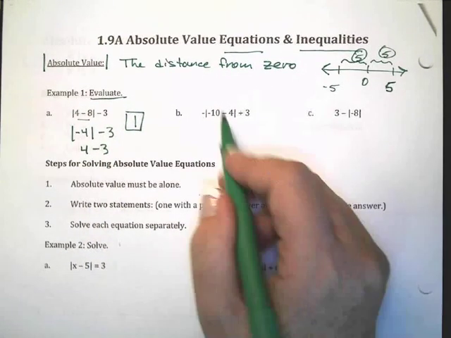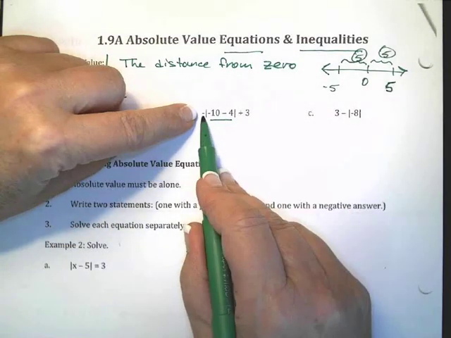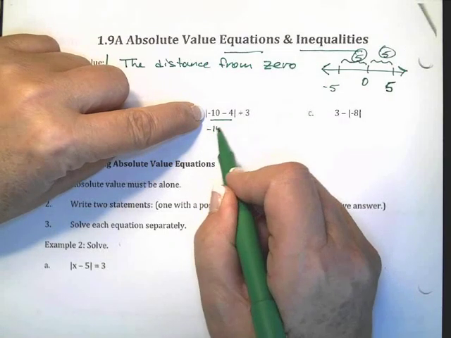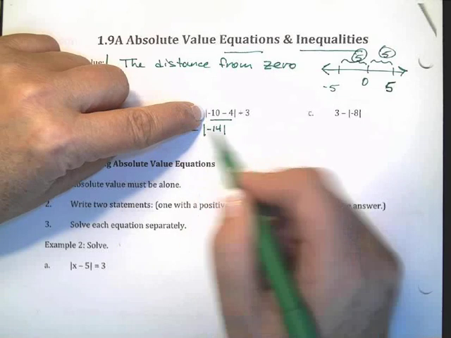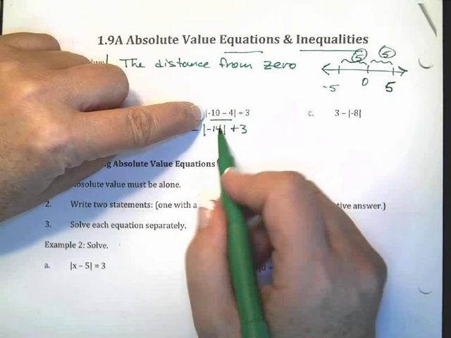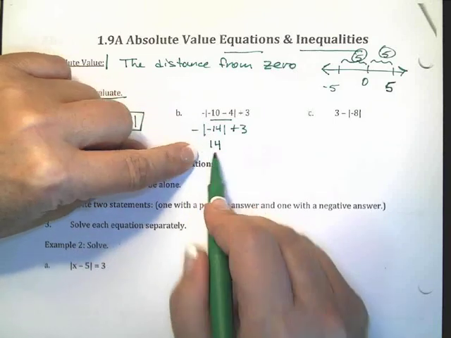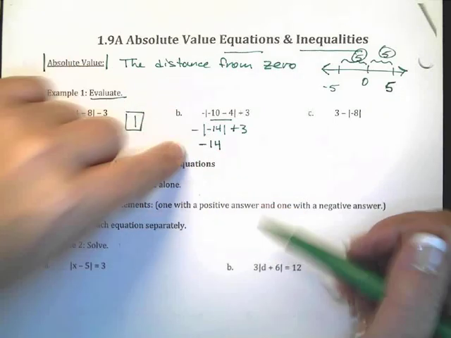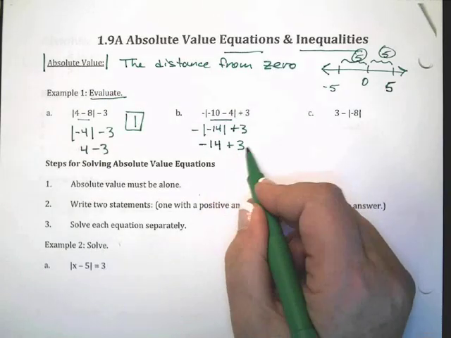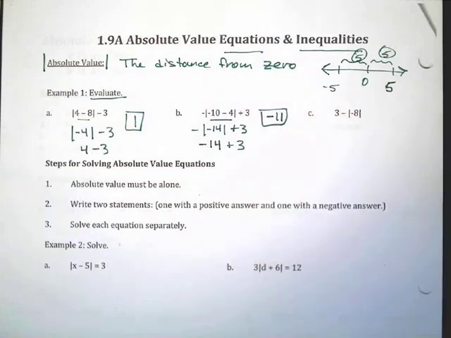So on example B, again, we're going to do what's inside the absolute values first. So I'm ignoring this negative out front. Negative 10 subtract 4 would be negative 14, and that's inside the absolute values. Taking the absolute value of a negative 14, it changes it to a positive 14. And now we can place this negative that was out front at the beginning in front of this 14 here. So we have negative 14 plus 3 gives us a simplified answer of negative 11.